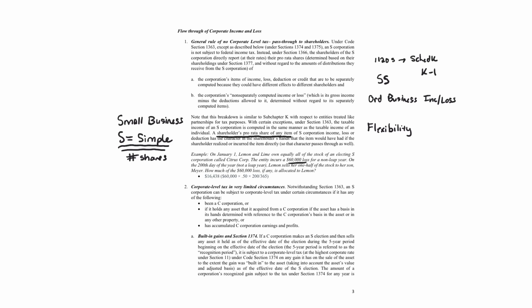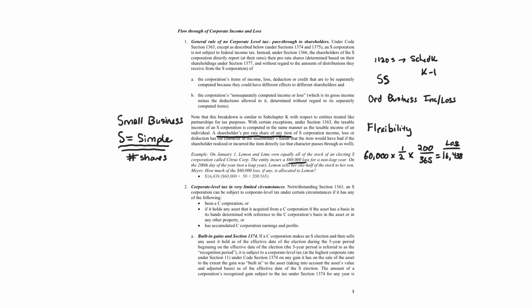So we take the $60,000 loss and multiply it by Lemon's share, because again, we do everything pro rata based on how much you own. But we also have to take the number of days that Lemon owned, because Lemon did not own it the entire year. So 200 out of 365 days. So Lemon is allocated a $16,438 loss on Lemon's K-1. So not too bad.